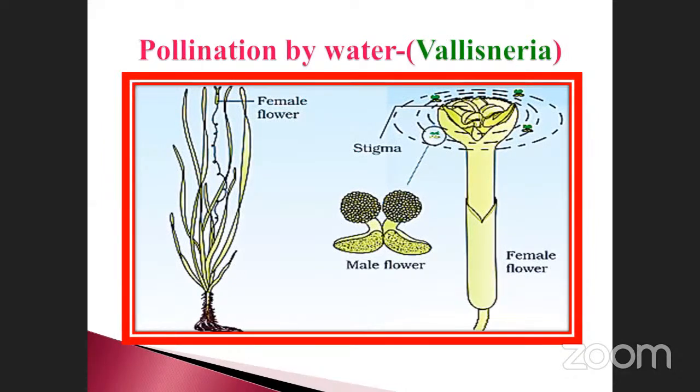This is a female flower. This one is the male flower. It is easily floating on the surface of the water. It can be easily transferred to the female flowers. When it reaches the top, what happens? There is a wind, and it will reach from the male flower to the female flower. See that?